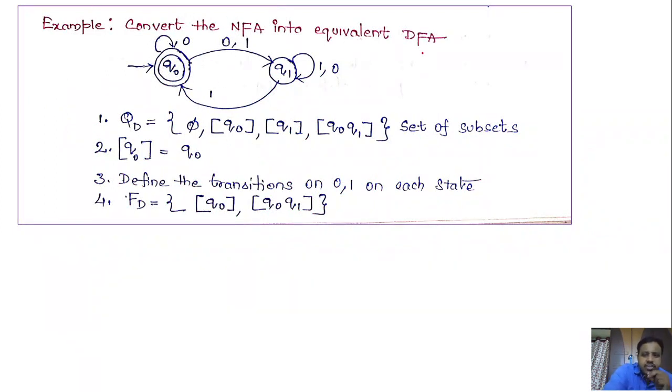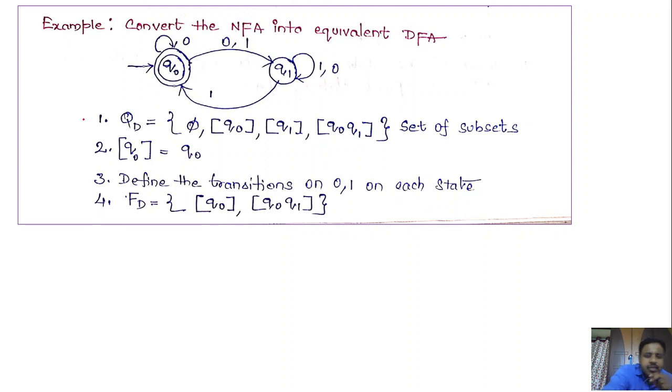Convert the NFA into the equivalent DFA. So this is the NFA. How do we find that it is an NFA? Because from Q0 on 0 we are having multiple transitions, and similarly from Q1 on 1 we are having multiple transitions. Whenever we see multiple transitions on a particular input symbol from a state, we can say that it is an NFA. So the main objective here is to convert this NFA into the DFA.